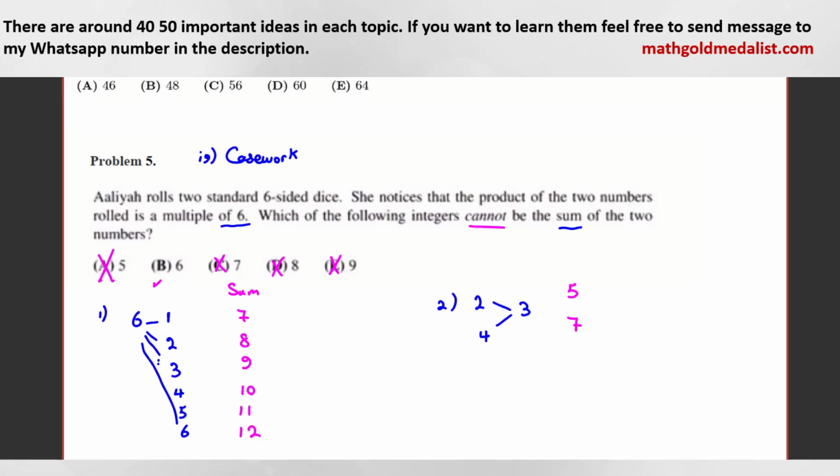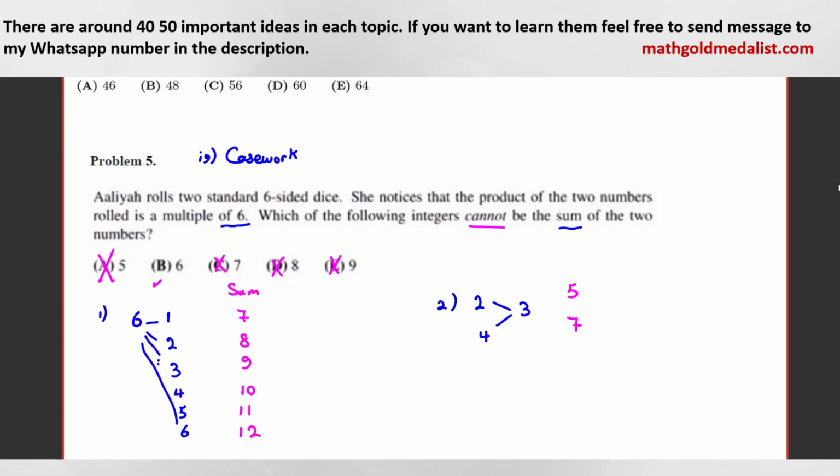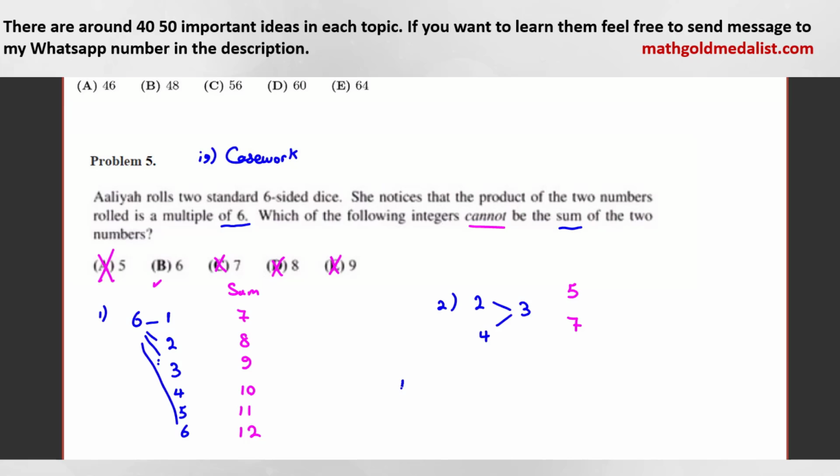You can solve 2 problems of AMC 10 2022 related to casework. So how many homeworks did we have? 4 homeworks for casework if you want to get good at this. Homework 5: try AMC 10A 2022. Question number what? Let me tell you. Question number 19.